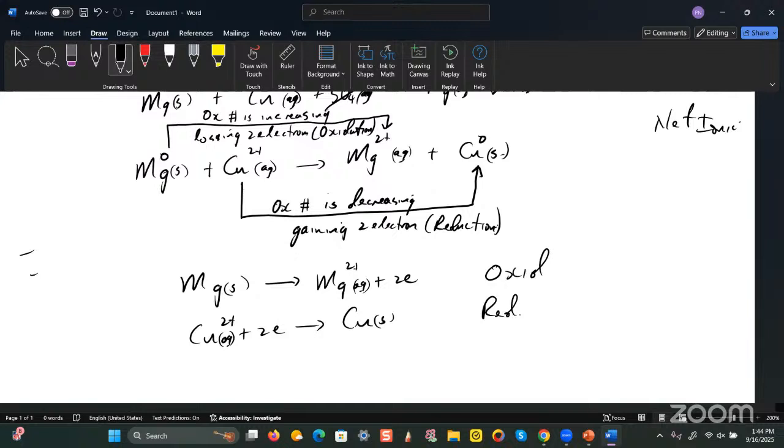And what is true for every redox reaction, without exception, is that whatever the number of electrons that is lost, the same number of electrons will be gained, right? That is true for every single redox reaction. And this is something that you need to keep in mind whenever it comes to balancing redox equations.